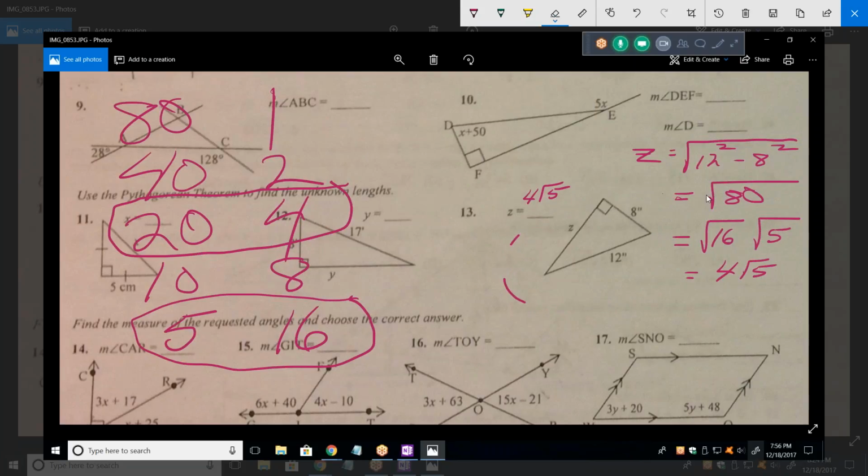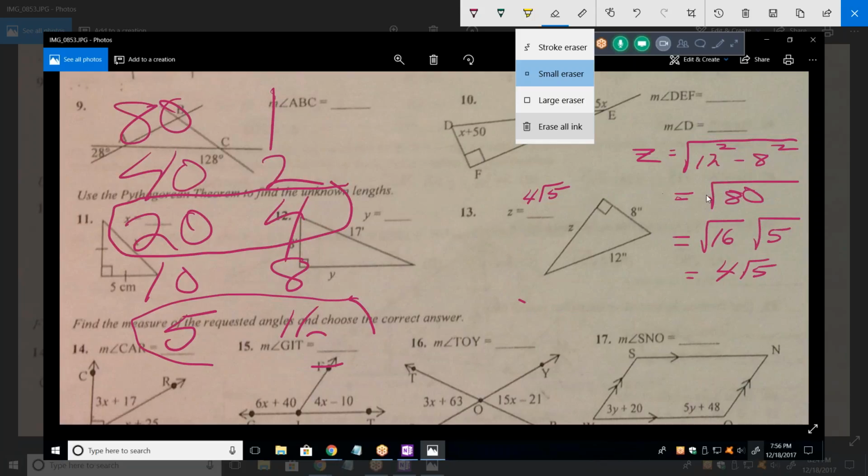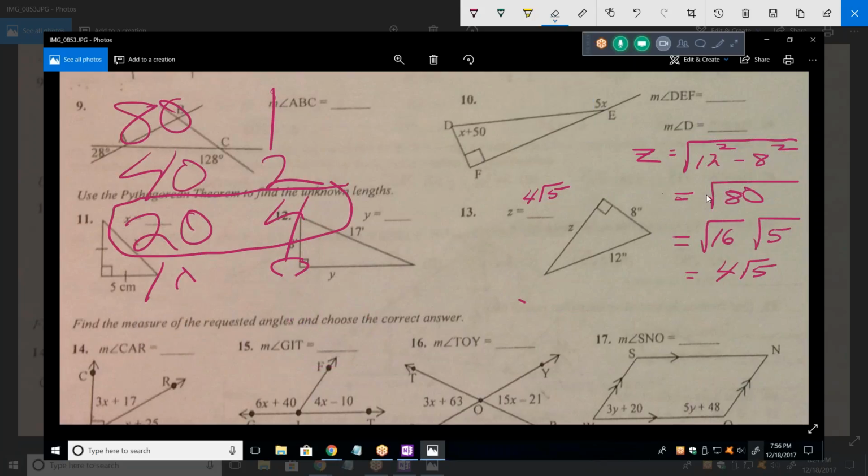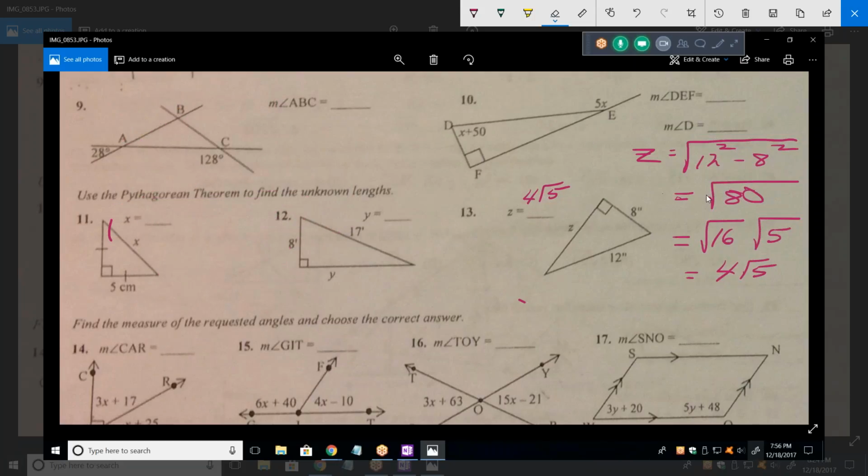Gotta be a little careful about some of them. Some of them, they try to disguise, make it look like a 3, 4, 5 triangle when it is not. And that's one of them right there. Because that's a multiple of 3 and 4, but it's not a 3, 4, 5 triangle. The hypotenuse always has to be 5 if you're looking at a 3, 4, 5 triangle.